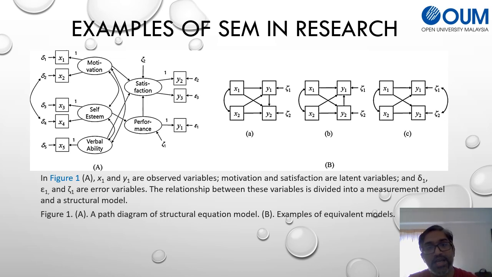So here you can see an example of SEM in one of the research. In this figure, figure 1, A, X and Y are observed variables. Motivation and satisfaction are latent variables, and the others are error variables. The relationship between these variables is divided into a measurement model and a structural model. Figure 1, A is a path diagram of a structural equation model, while B, as you can see, shows examples of equivalent models.